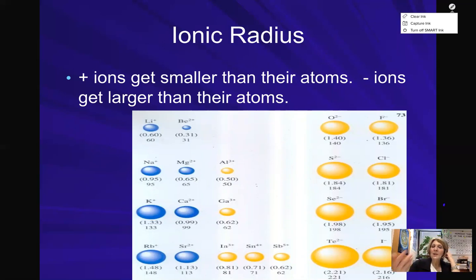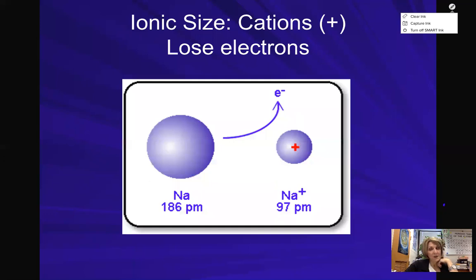So what we need to remember is very simple: positive ions, cations, are going to get smaller when they lose an electron, and negative ions, or anions, are going to get larger. So let's see if we can figure this out without having to memorize. Look at your periodic table. Sodium has an atomic number of 11. That means the atom has 11 protons and 11 electrons, and this is the radius. It's 186 picometers.